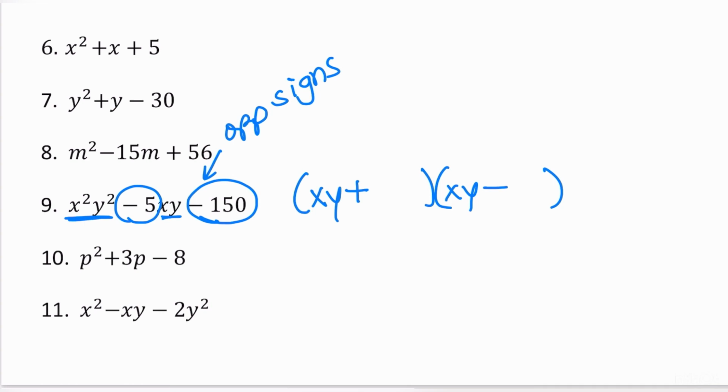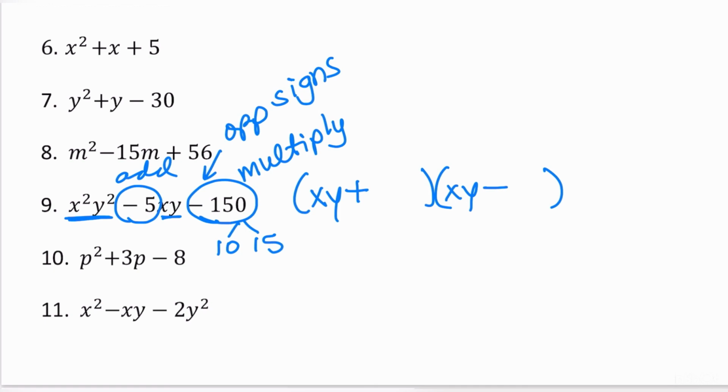And I'm looking to see for what's going to multiply to give me negative 150, and it's going to add to give me negative 5. And because they're opposite signs, basically I'm subtracting. There's a lot of possibilities for 150. 1 times 150, 2 times 75, 3 times 50. I already know that here 10 times 15 is going to multiply to give me 150, and it's going to add to give me negative 5.